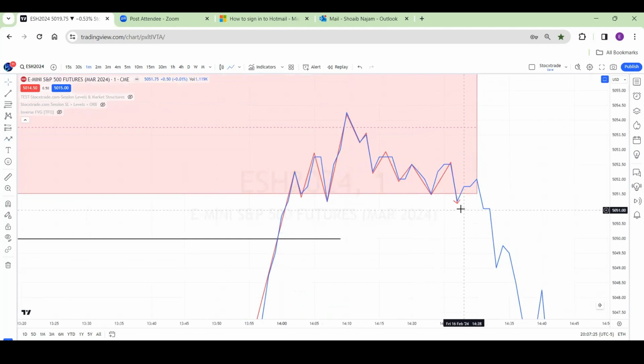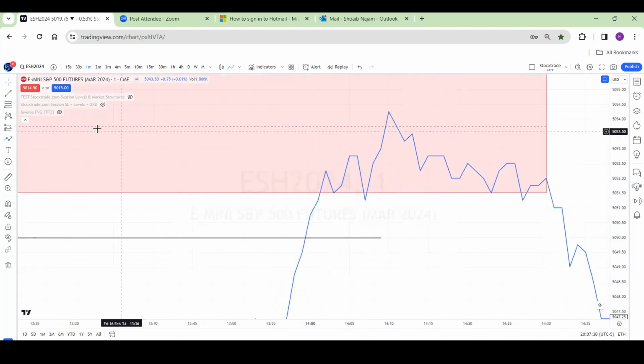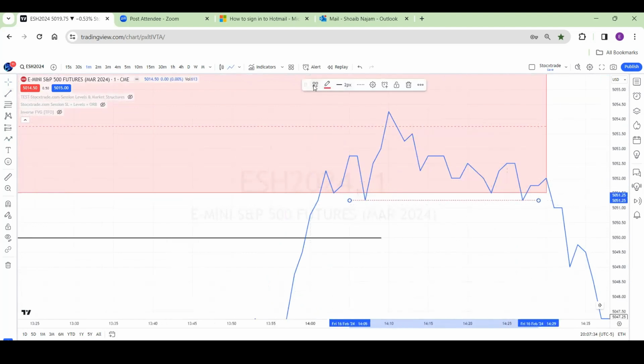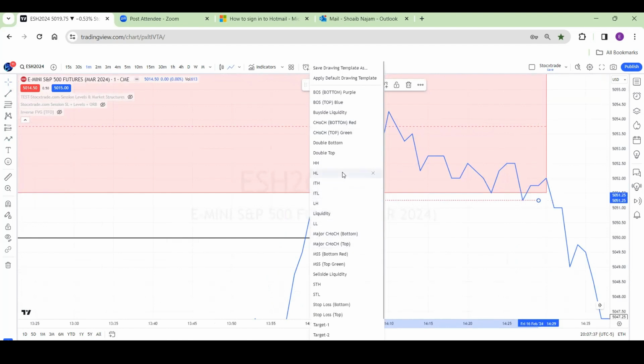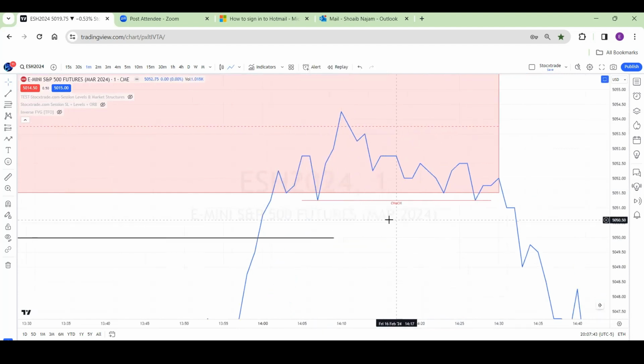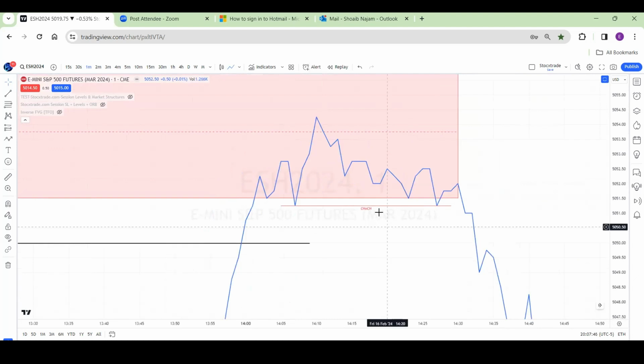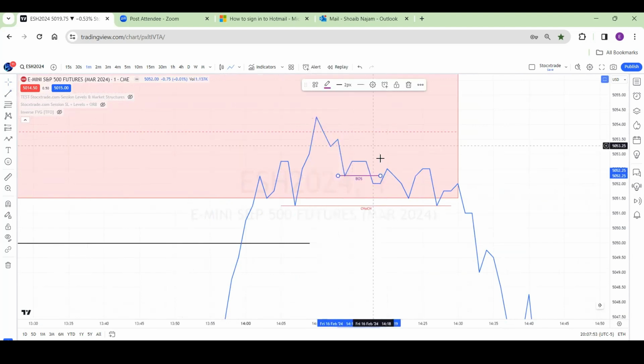Okay. So where is your change of character? The last low was this, okay, and this almost double bottom. So this is your change of character. Even if you see, this is your break of structure. All these are your break of structure, because in the same direction you are breaking the structure.